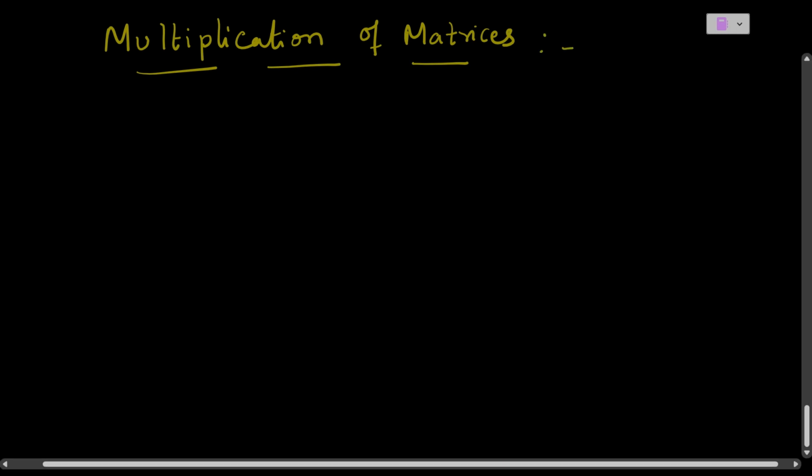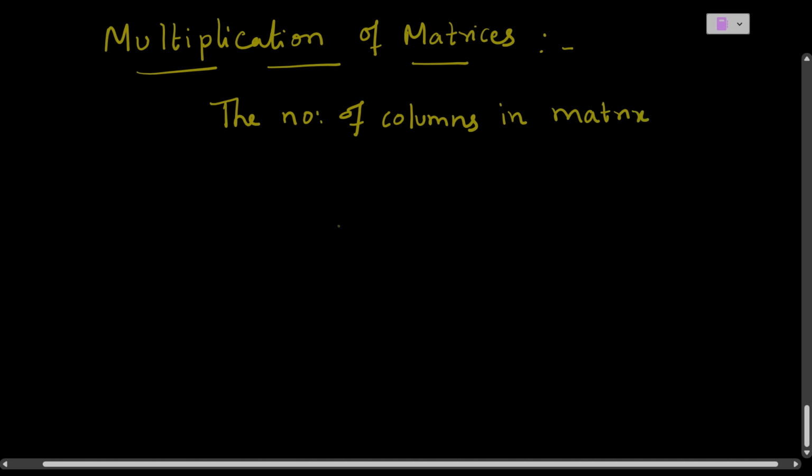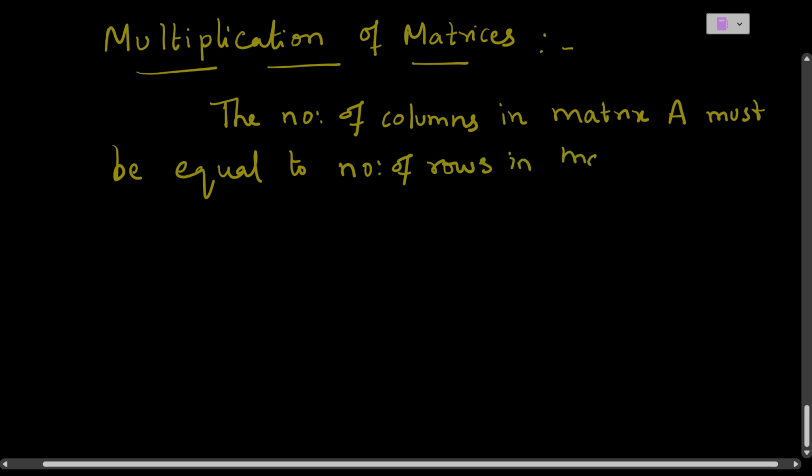In the multiplication of matrices, the number of columns, this is the rule students, the number of columns in matrix A must be equal to the number of rows in matrix B. So if we have a matrix A with a 3 by 2 matrix, then B should definitely be a 2 by 3 matrix.